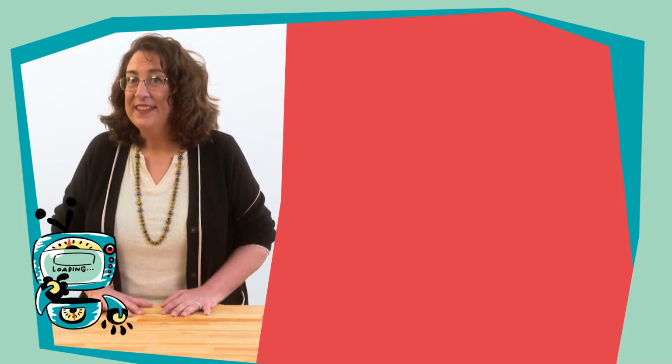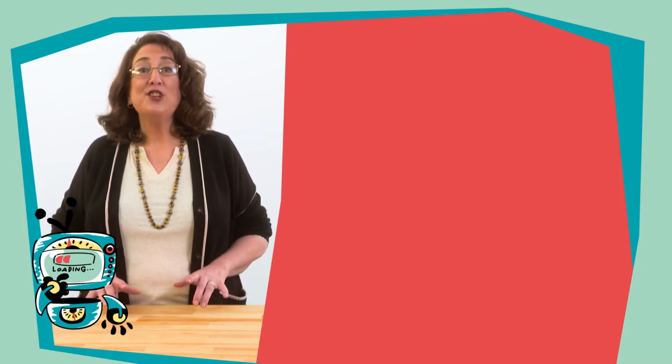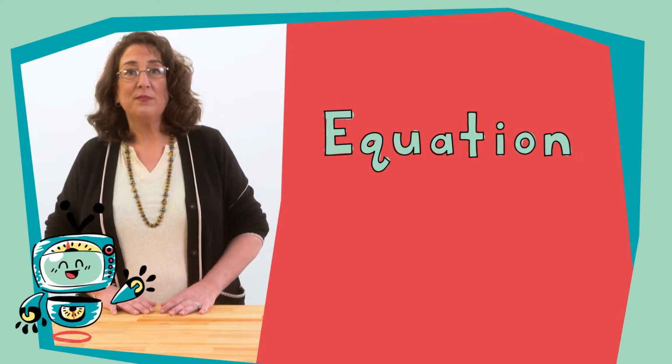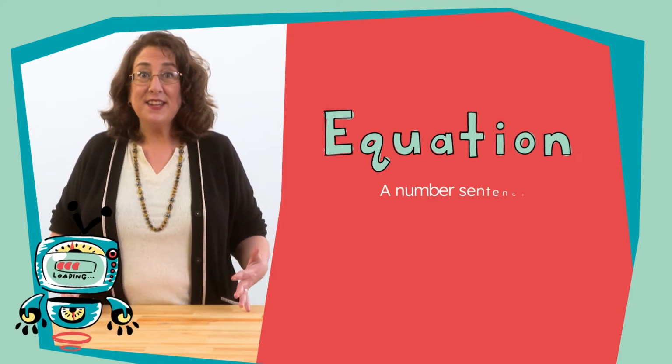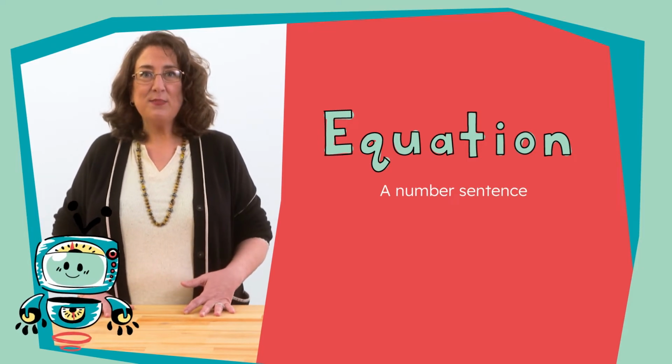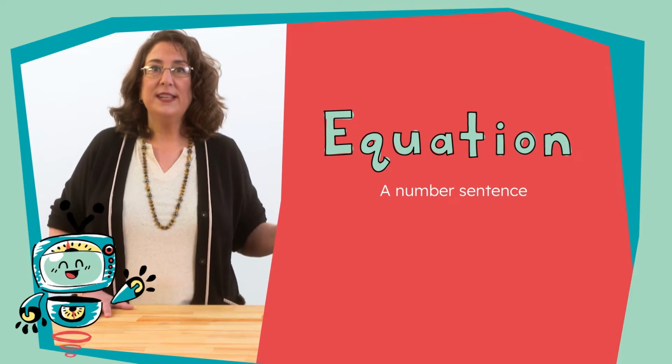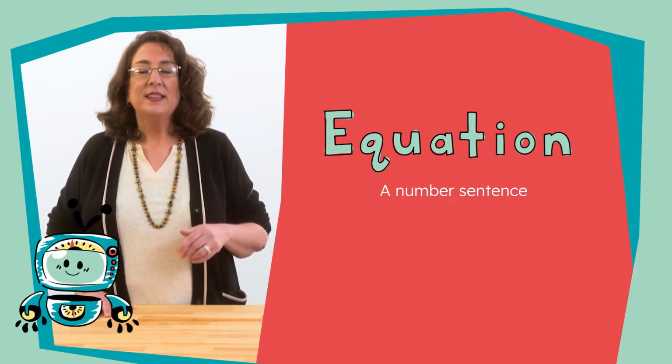Okay, what should we do first? Whisper it to me. I heard someone say that we should first write an equation to represent the word problem. An equation is a number sentence. That's a great place to start. Turn the words from the story into a math sentence. Let's write that equation. What would the number sentence be?